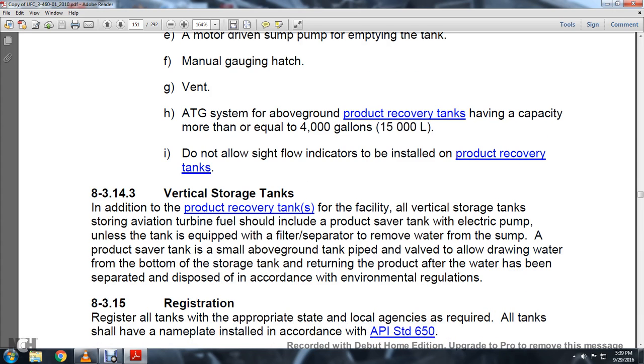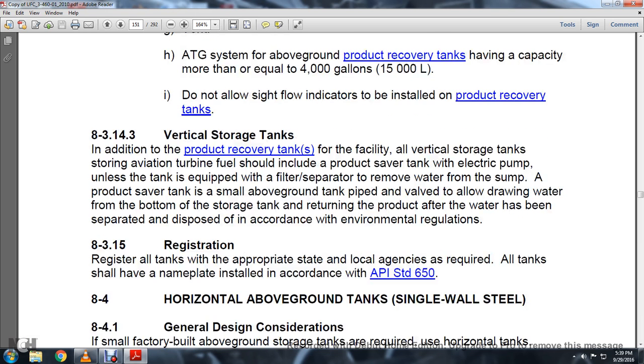8.14.3 Vertical storage tanks. In addition to the product recovery tanks, the facility has vertical storage tanks for aviation turbine fuel, including a product saver tank with an electrical pump. The tank is equipped with a filter separator to remove the water from the pump from the sump. A product saver tank is a small above ground tank piped with a valve that allows drawing water from the bottom of the storage tank and returning the product after the water has been separated, with disposal in accordance with environmental regulations.